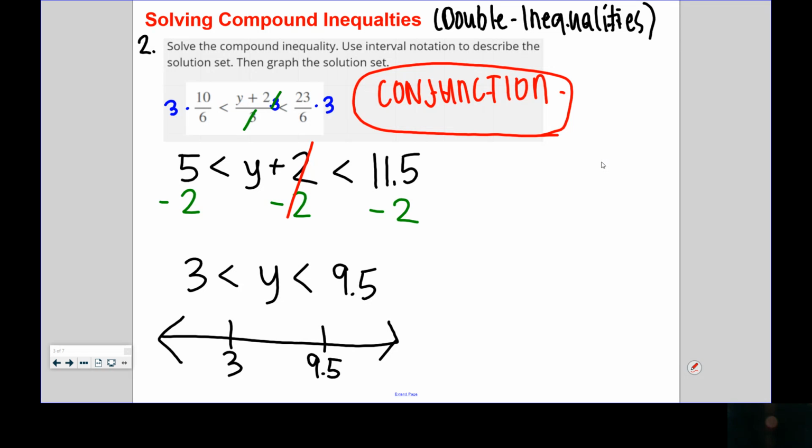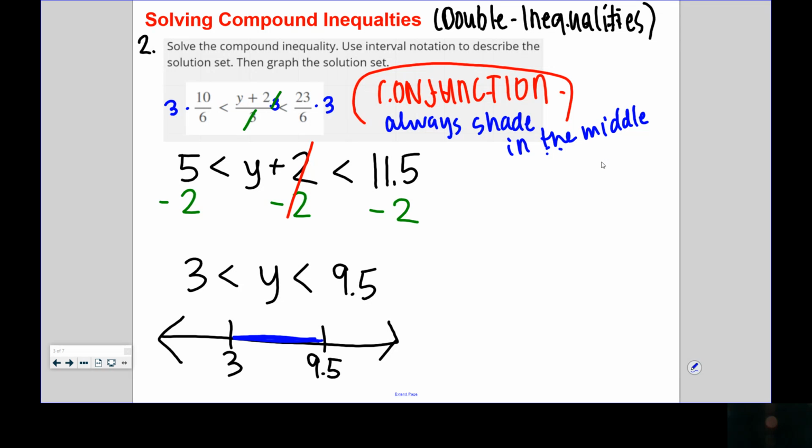If you have a conjunction, you're always going to shade in the middle. So if you have a conjunction, you always shade in the middle. So we already know the middle part is what's going to be shaded, in between the two numbers.